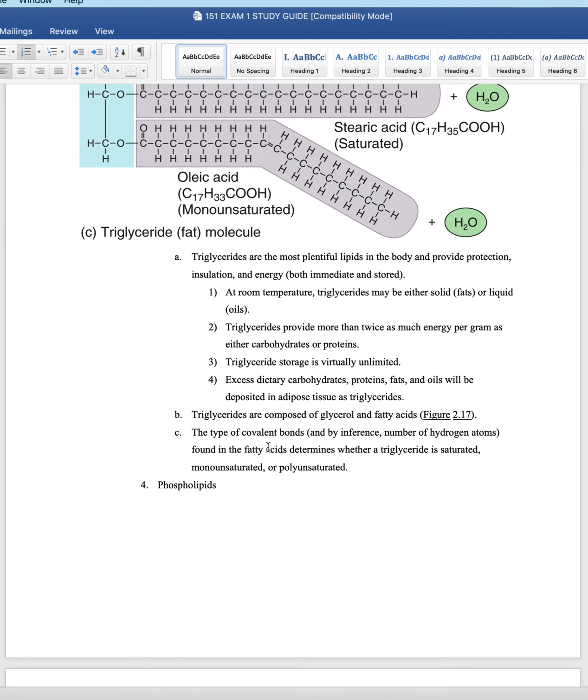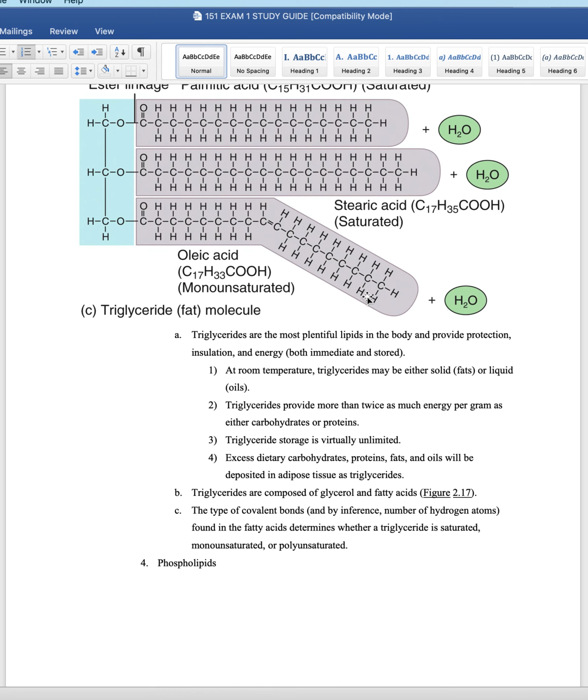Triglycerides, or fat molecules, are going to be your energy storage molecule. They're also involved in insulation and protection. They can be either solids if they're fats or liquids if they're oils. Liquid triglycerides are going to be better for you, things like olive oil, for example, over baking grease. And the reason is because it has to do with the percentage of unsaturation.